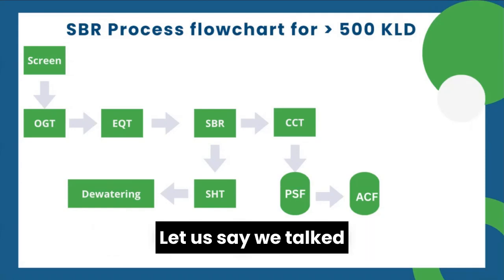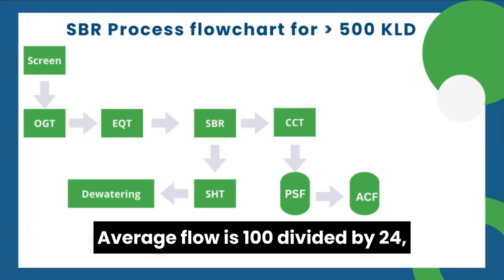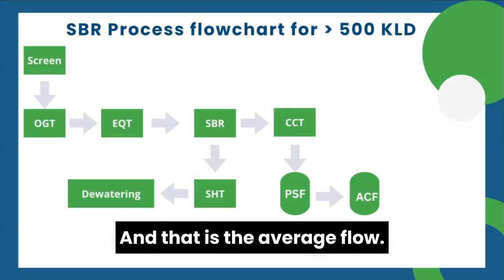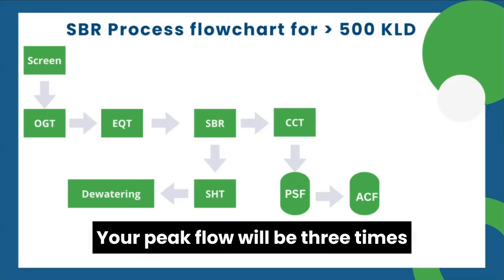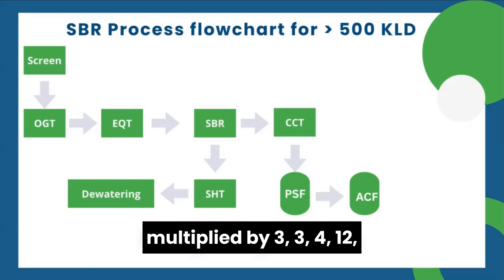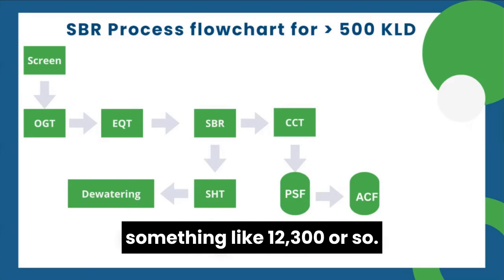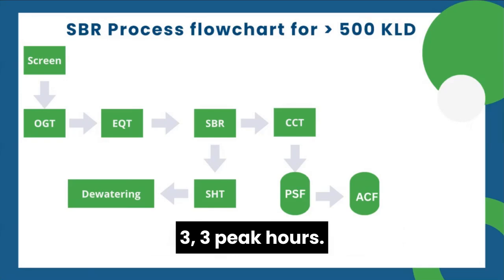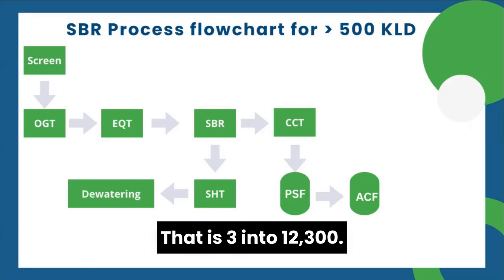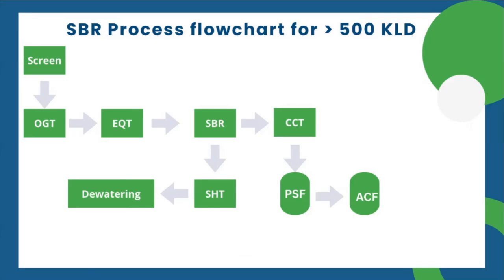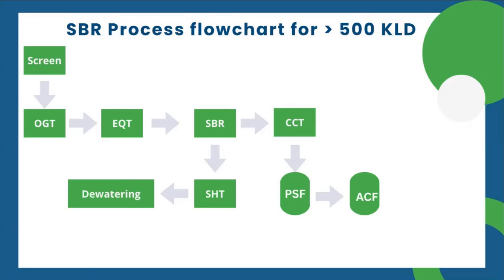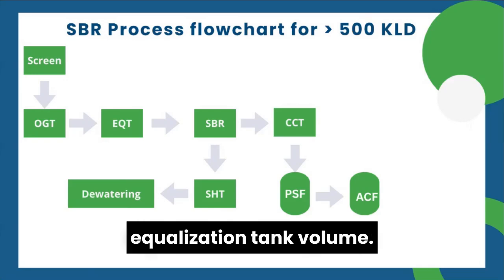On an average, let us say we talk about a 100 KL STP. Average flow is 100 divided by 24, something like 4,126 liters per hour. And that is the average flow. Your peak flow will be 3 times that, 3 4 the 12, something like 12,300 or so. Okay. And what should be your collection tank volume? Three peak hours, that is 3 into 12,300. All right. That is 36 or 37 KL. So this should be your equalization tank volume.